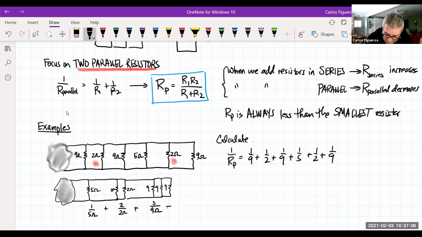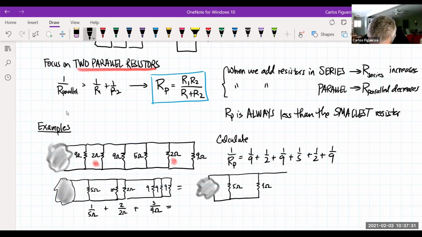Immediately I could take these resistors and write an equivalent circuit. Well, I have a 5. But I know that 2 over 2 is really 1, so I'm going to replace that with a 1 ohm resistor. And then this other resistor, because it's 3 over 9, is a 1/3 ohm resistor.